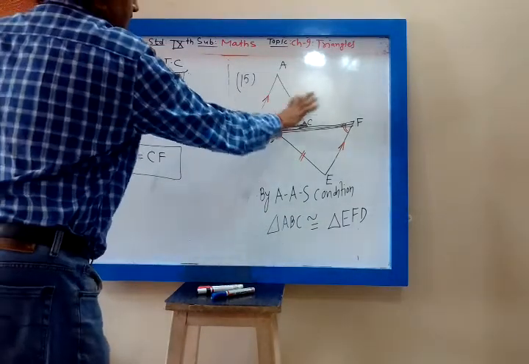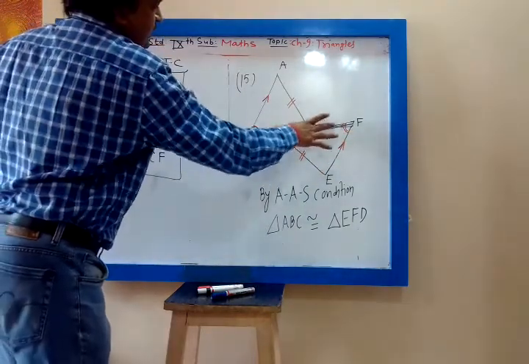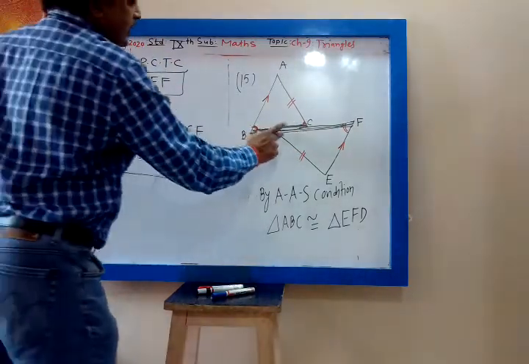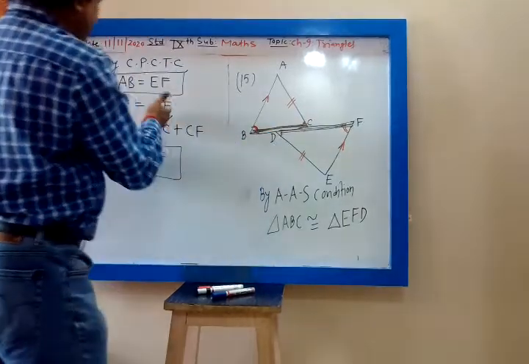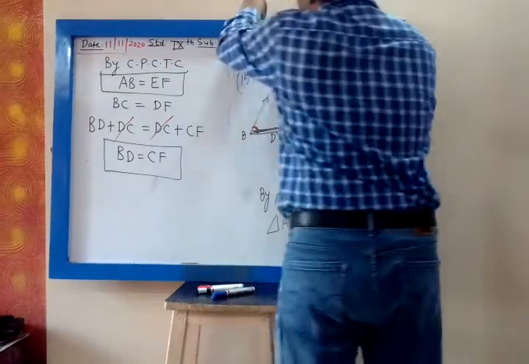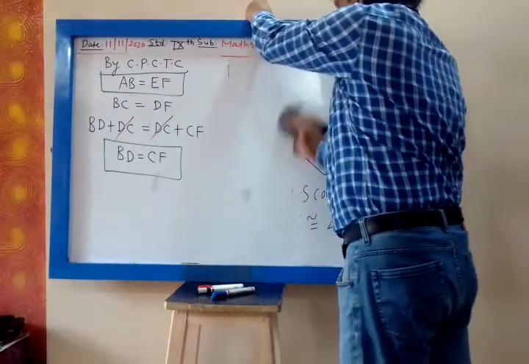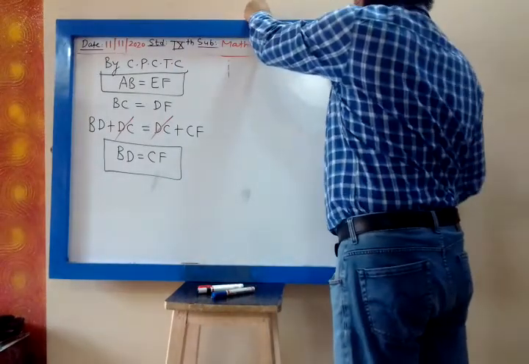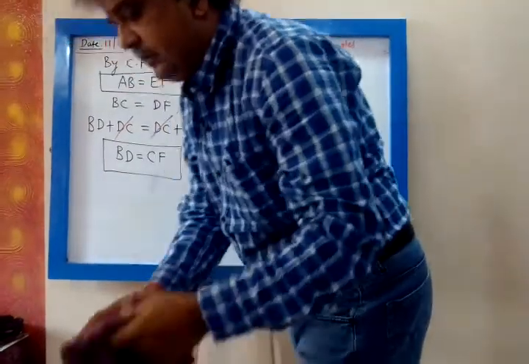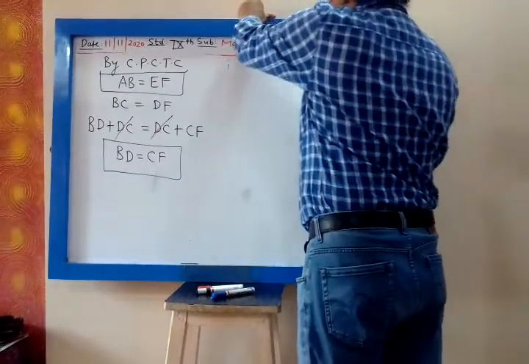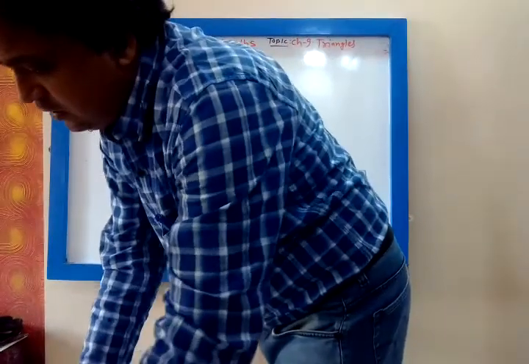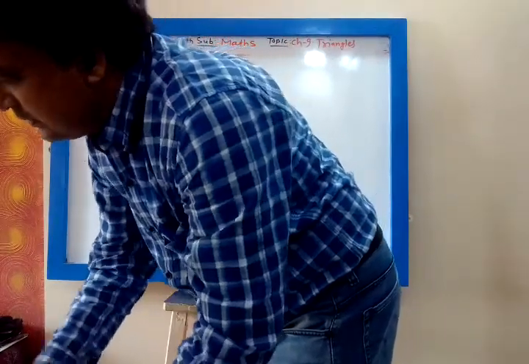So this side is same as this side and this side is same as this side. So BC I can write BD plus BC, DF I can write DC plus CF. BC I can cancel, we get BD is equal to CF. So by CPCTC, whenever two triangles are congruent, the corresponding angles are equal and the corresponding sides are equal. And CPCTC we can apply only when the given two triangles are congruent. If the triangles are not congruent, we cannot apply CPCTC.